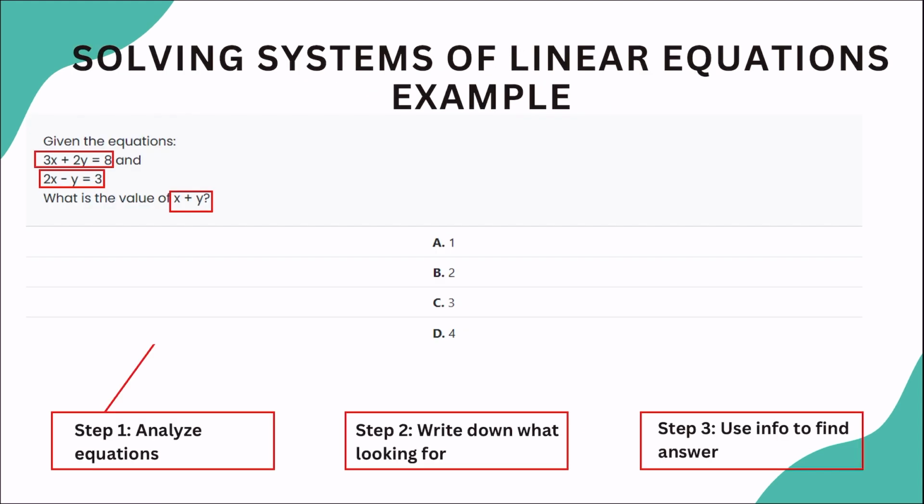So here's a practice problem. Let's look at it. It says given the equations 3x plus 2y equals 8 and 2x minus y equals 3, what is the value of x plus y? So I'm going to analyze our two equations. I can see they're linear because we have our x and y in both of them, and we have no squared signs or anything of that sort.